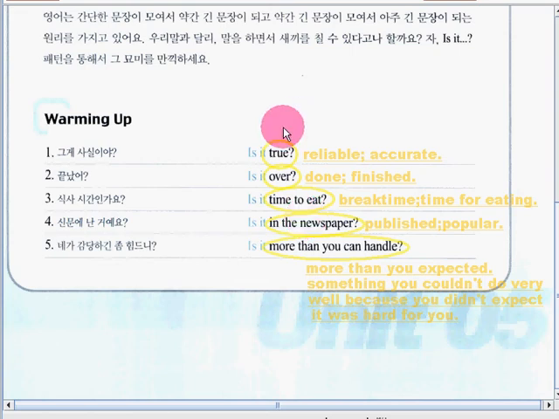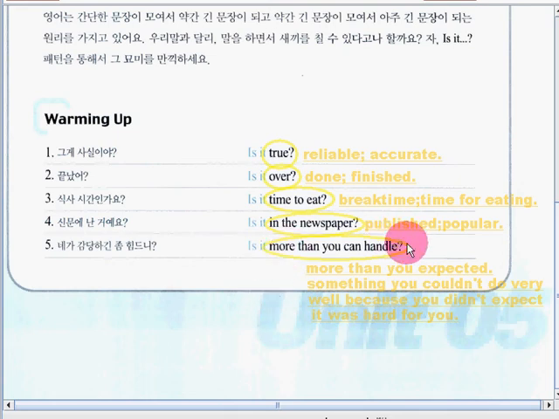Now let's go on to number 5. Is it more than you can handle? Is it more than you can handle? So "it" here pertains to something that you're talking about, previously mentioned, or something about your skills or ability.